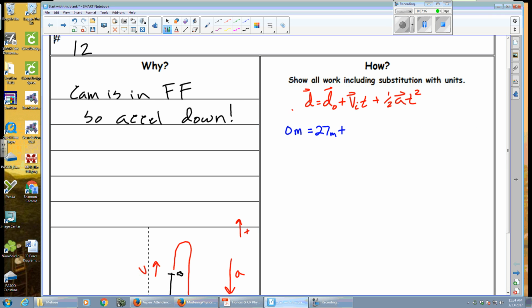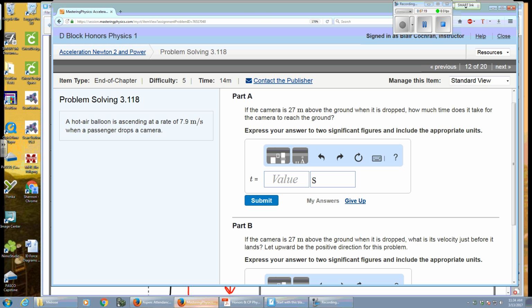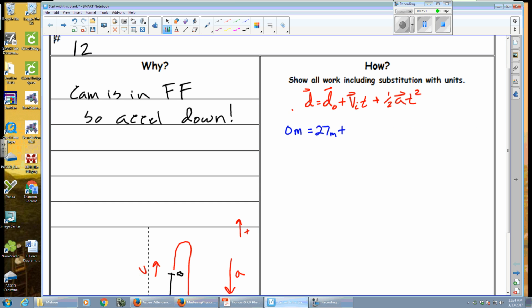How was I moving when I started? 7.9. 7.9 up or down? Oh. So positive 7.9 meters per second, t, plus 1/2. Oh, I'm accelerating down the whole time, so negative, and I'm in free fall, so negative 9.81 meters per second squared, t squared. Cool, I have everything but t. So now I just get everything on one side. Now you just solve for t.